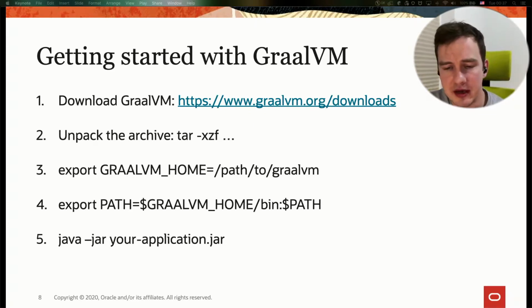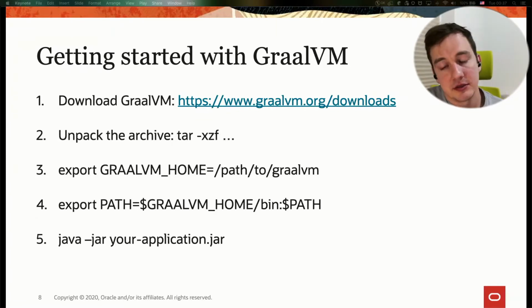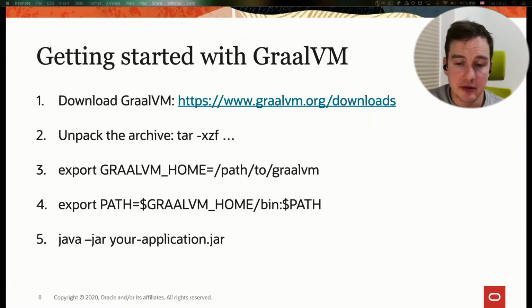So you unpack the archive, and then you put GraalVM on the path. You don't have to actually create the GraalVM directory, but it's convenient if you want to point your Java home environment variable to the same place. So you just export path the bin directory of the GraalVM distribution, and then you run your applications normally using Java -jar. And this Java executable will come from the GraalVM distribution because it's in the path.